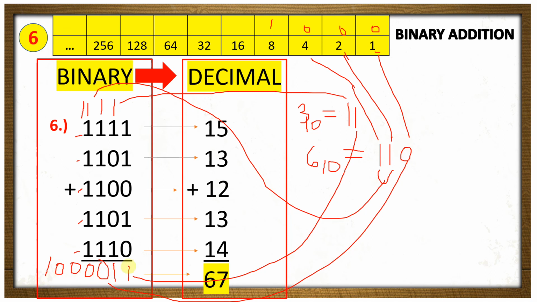Okay, so to check if this is 67, we write it again here. Let us check. I just overwrite here 1. You write here 1, 0, 0, 0, and the last is 1. This one. Okay, so you count only the on digits. 64 plus 2 plus 1 is 67. This one. So this is correct.